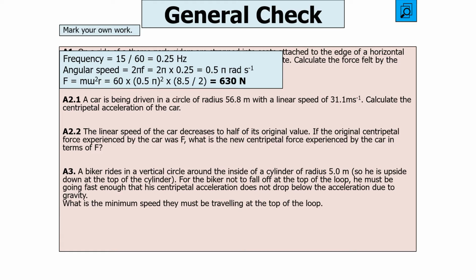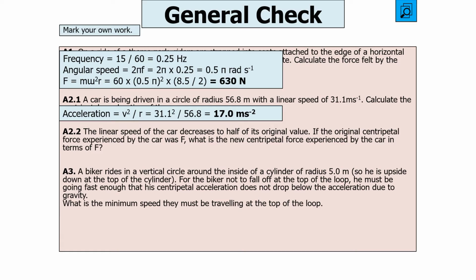This next question, we can use the equation centripetal acceleration is v squared over r, because we've got v and we've got r, so you pop in the values and we get 17.0 meters per second squared. Now, we'll see how the centripetal force changes in the next question.